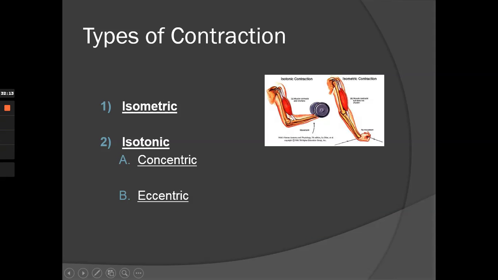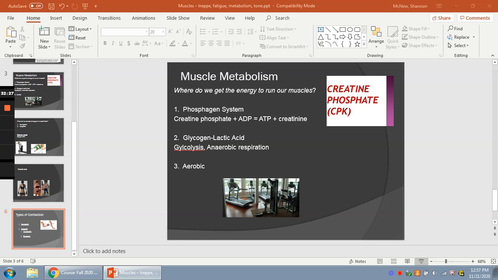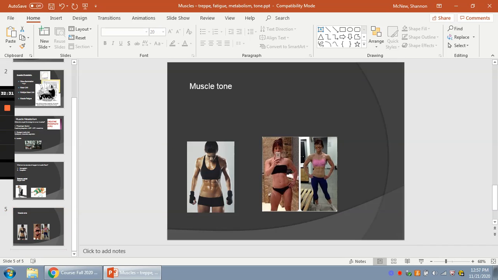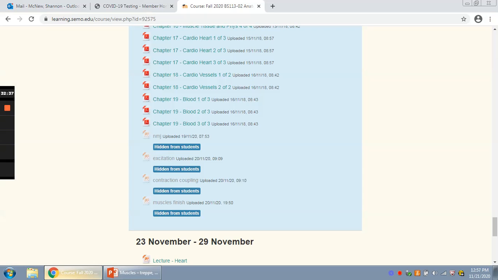Now I have types of contraction here, and I don't think that we're going to have types of contraction on your exam. So I'm going to delete this. We don't need that. I'm going to add in a new slide.